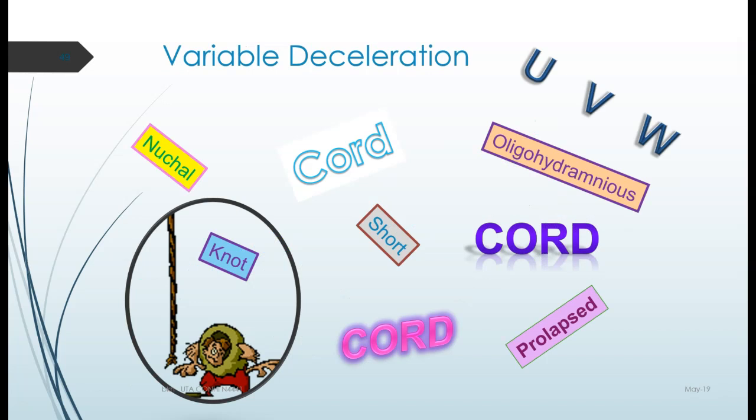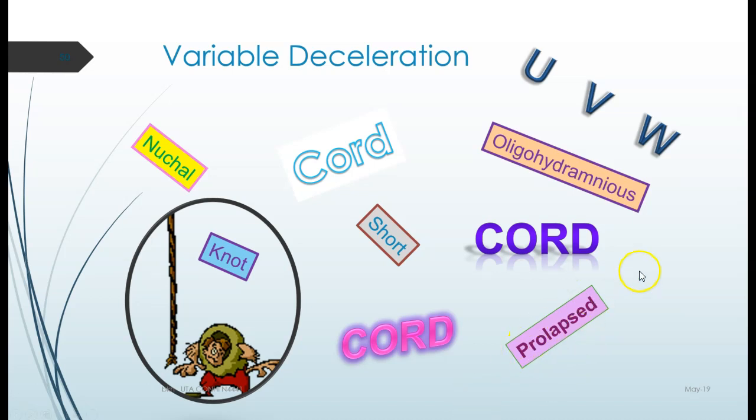A variable deceleration is caused by something with the cord. There is cord compression somewhere, either from a nuchal cord, which means a cord wrapped around the baby's neck. It can be a cord wrapped around part of the baby's body. There can be a knot in the cord, a short cord, poly or oligohydramnios. Remember, we said that's decreased amount of fluid around the baby. It means that cord is very vulnerable and it can get compressed during contractions. It can get compressed as the baby moves around and bumps into that cord.